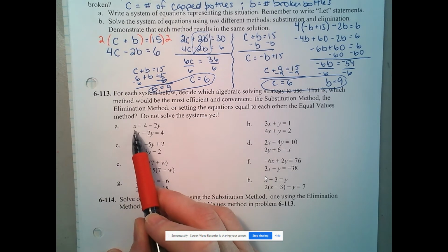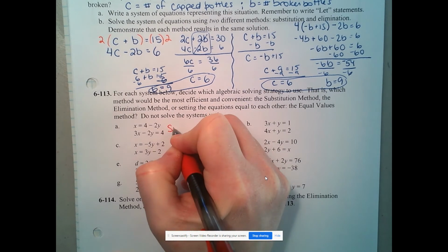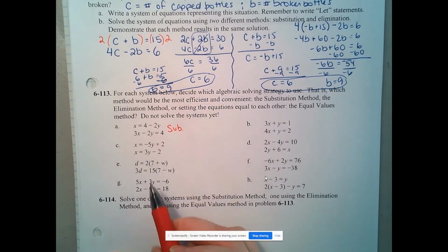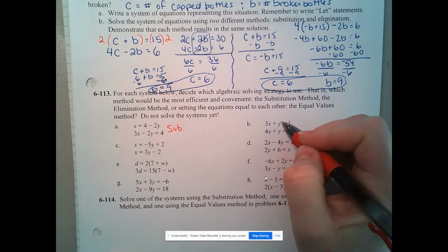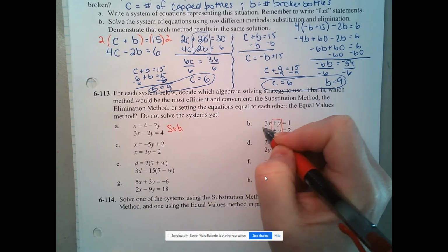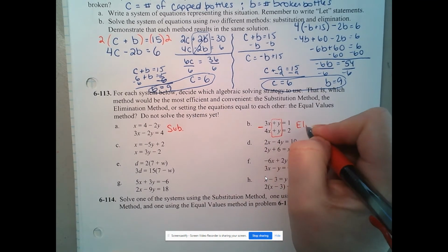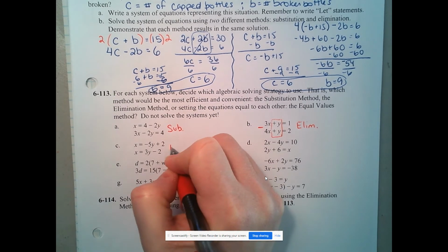Because this one already is set x equals, but the other one is not. This one's probably going to be substitution as your best bet. The one across from it, B, you'll notice that the y's have the same coefficient, and I could just subtract them. So I would go with elimination. C, both of them start with x equals, so that one's probably going to be the equal values method.